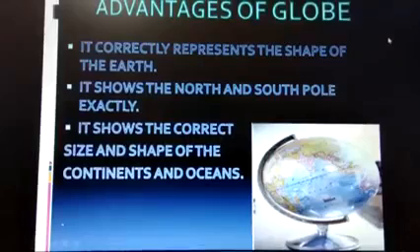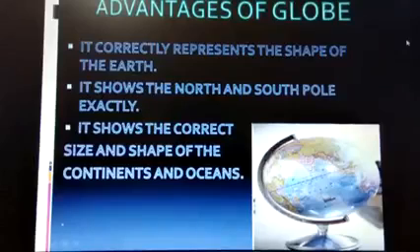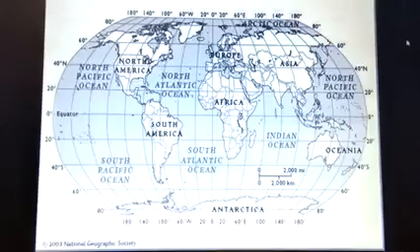First, it correctly represents the shape and size of the earth. It shows the North and the South Pole. It shows the correct size and shape of the continents and oceans. It is helpful to understand the various rivers, continents, locations, etc. So in this way, globe is very important and really helpful for us. For geography students it is helpful to understand the various locations on the basis of longitudes and latitudes on the globe. All right.